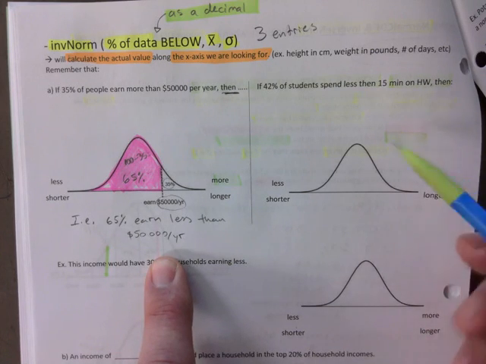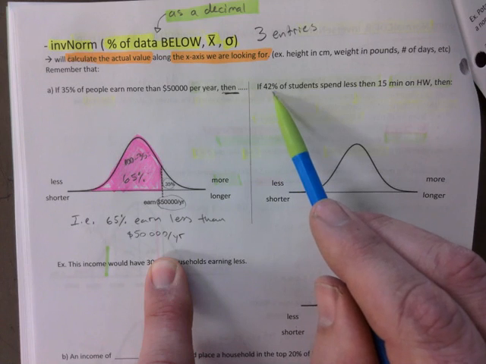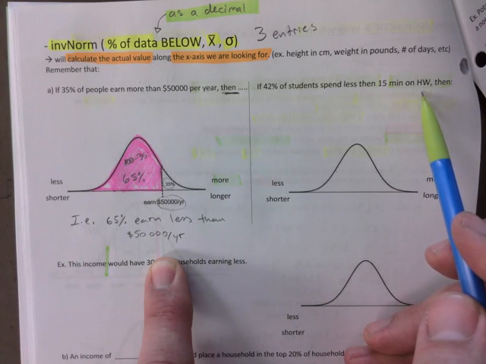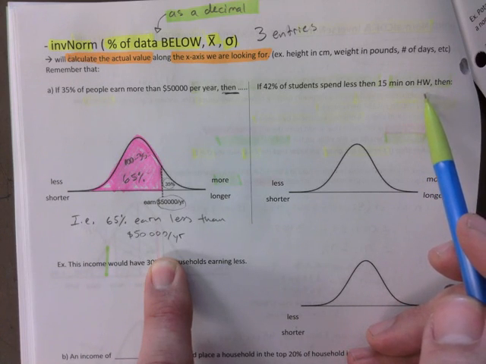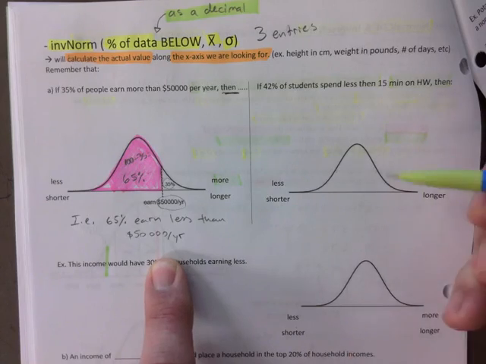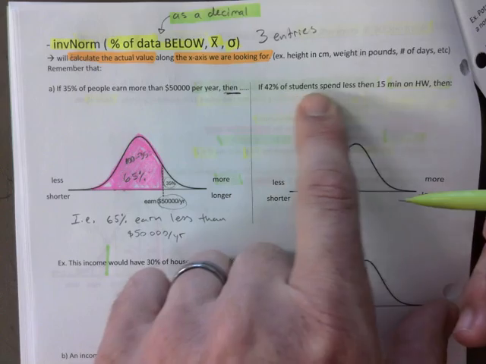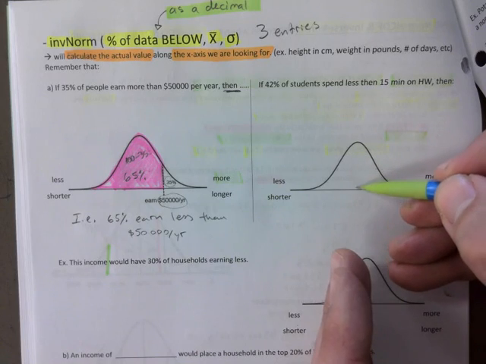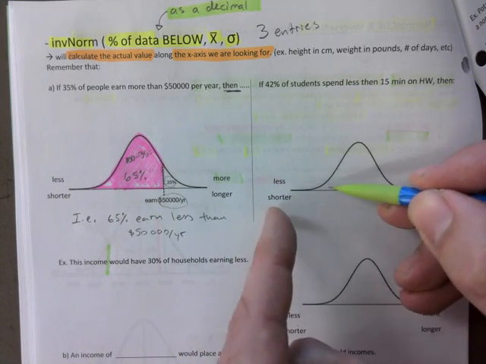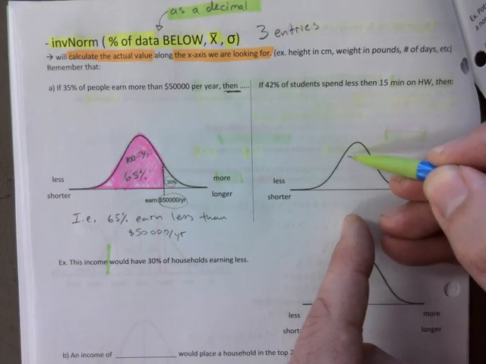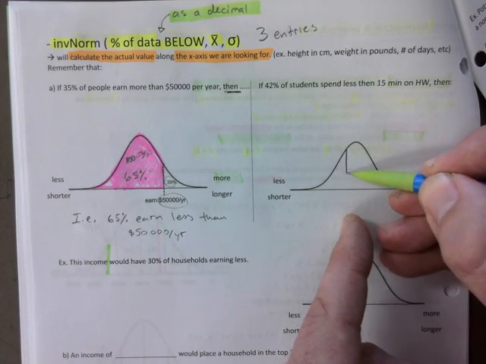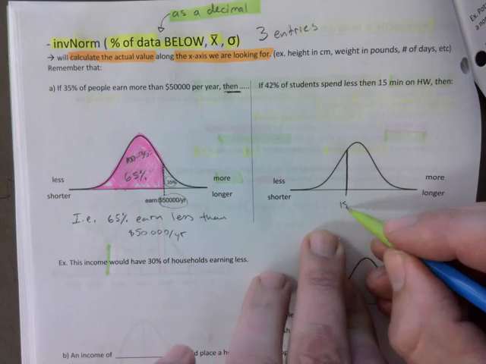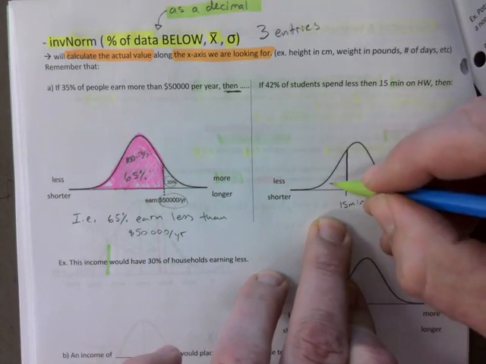Let's try one more here. If I were to tell you that 42% of students spend less than 15 minutes on their homework, just a guess. 42% spend less than this. If I put a line right here, this would mean that 50% of students spend less than that. So you need to have it just slightly over here. And this is the 15-minute mark. And this would be 42%.